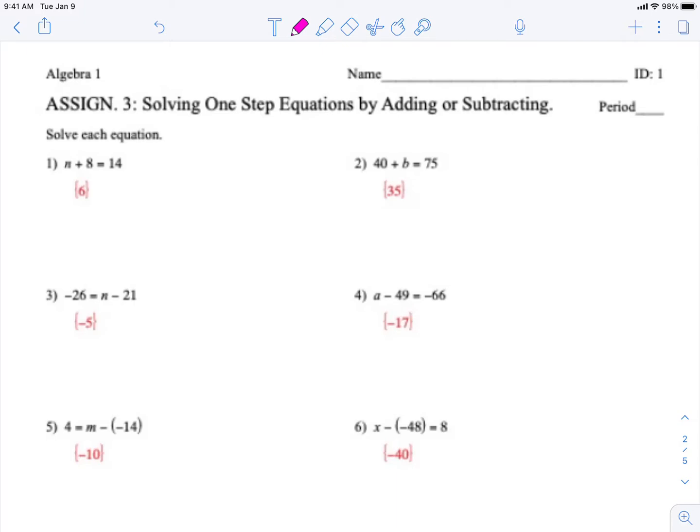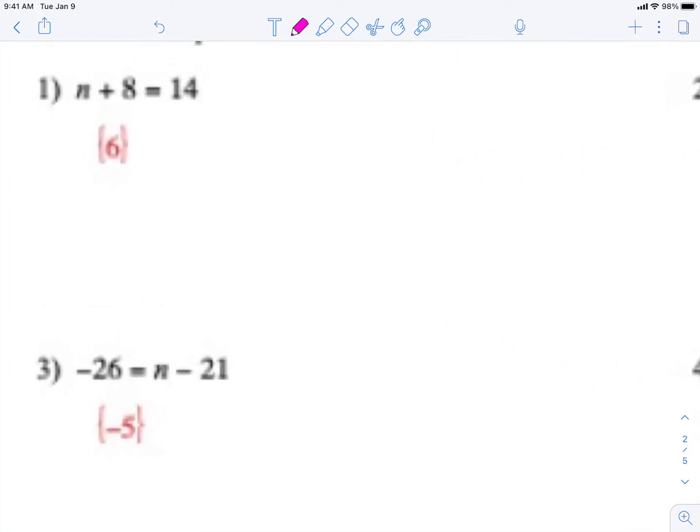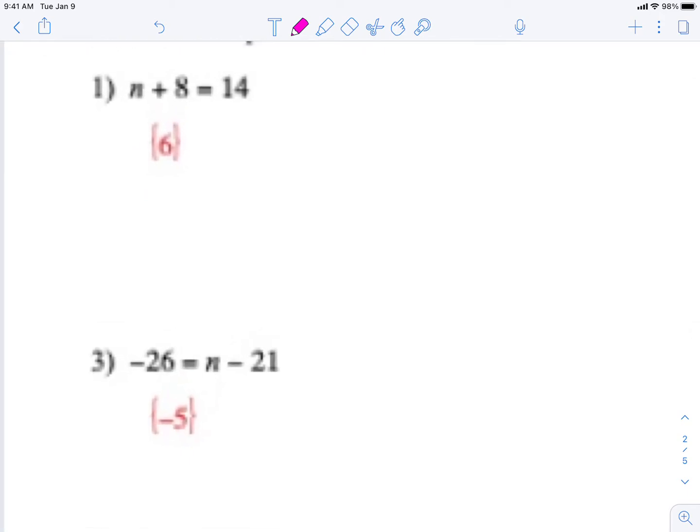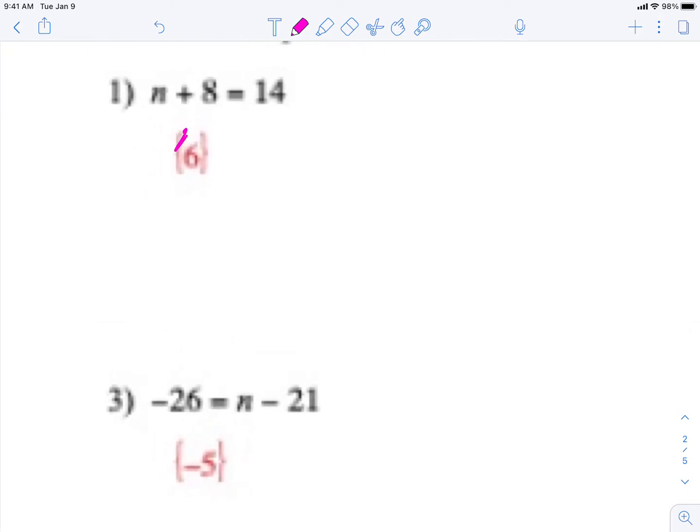Okay, everyone, this is the assignment 3, solving one-step equations by adding or subtracting, video review. So make sure that you have your notebook, paper, and pencil ready to copy down each one of these problems. Go ahead and pause it if you have to go get paper and then come back. All right, so let's do this first problem, number 1.